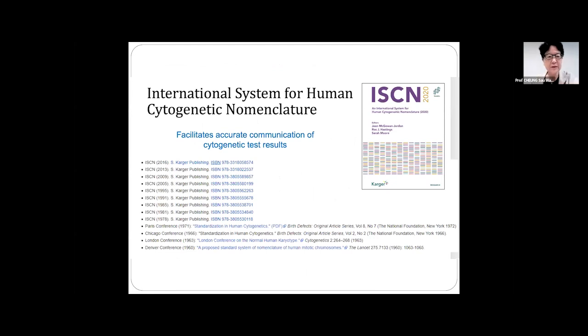And then we have this called International System for Human Cytogenetic Nomenclature. The reason we use that is because from one laboratory to another laboratory, we have a common language. And this version keeps changing every several years. I think they are more frequent now because as time goes by, we have more technology. When we have more technology, we need more nomenclature to communicate.